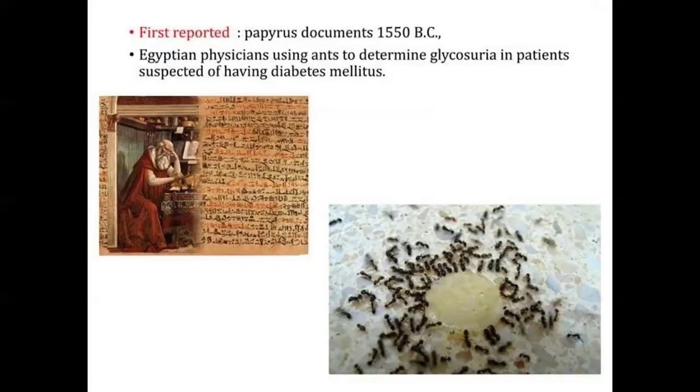Actually speaking, this is a very old technology. People have spoken about it as early as 1550 BC. If you look here, the Egyptians used a very simple technique. They kept a drop of urine and left some ants around it. If the ants moved near the urine, that meant your glucose level was high in the blood. Depending upon the number of ants that move towards the urine, it denotes whether you are highly glycemic or low glycemic.